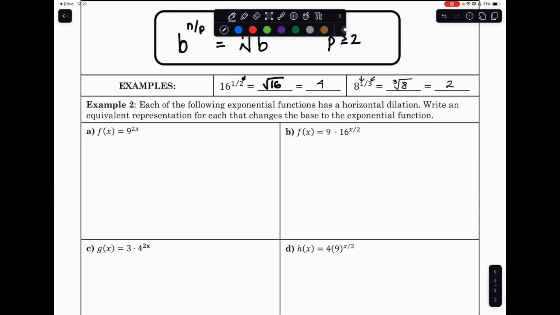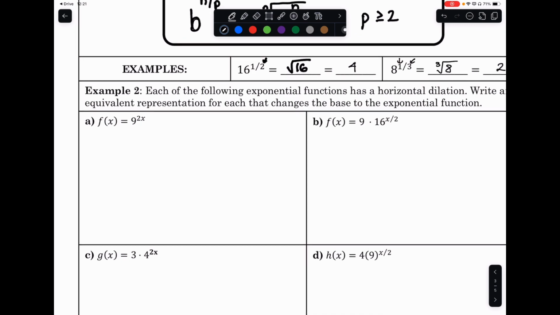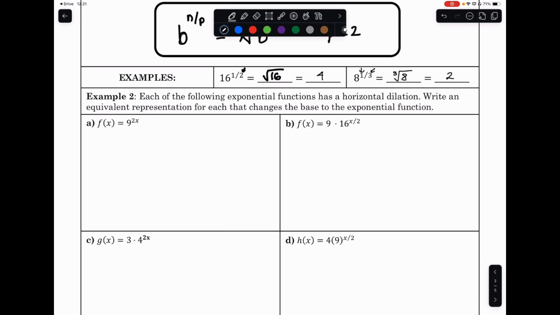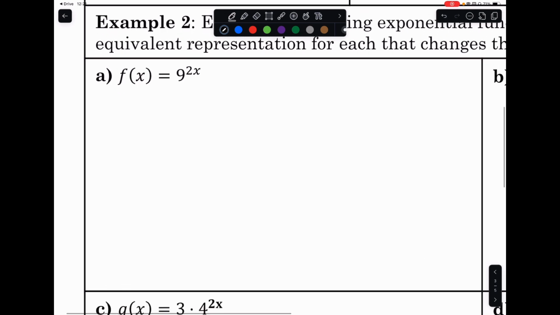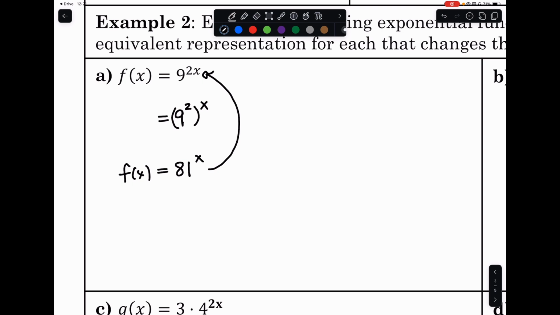Now that we've reviewed that property, each of the following exponential functions has a horizontal dilation. Let's write an equivalent representation for each that changes the base of the exponential function. So let's start with example A. Here, by the power property, 9 to the 2x is the same thing as 9 to the second power, and then raised to the x power. Since 9 to the second power means 9 times 9, which is 81, I can write 9 to the 2x power as 81 to the x power. So these two things are equivalent.